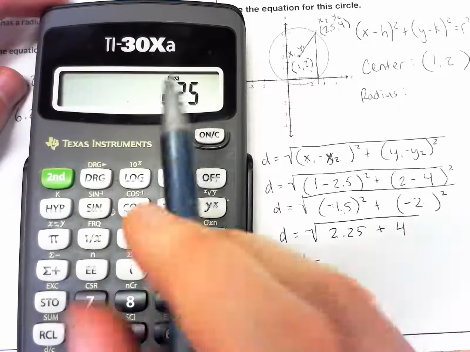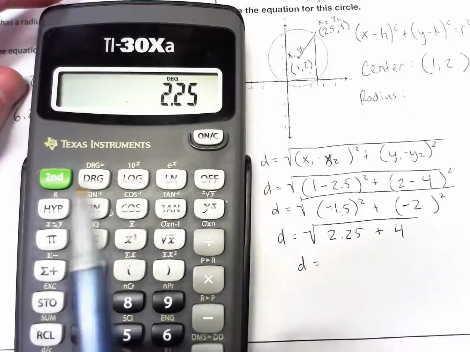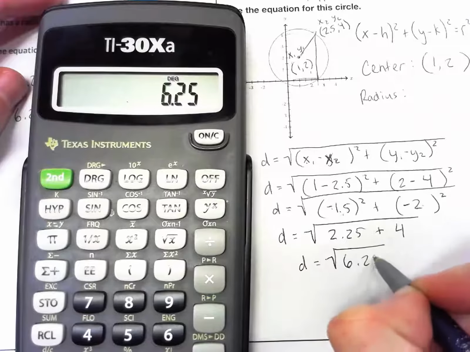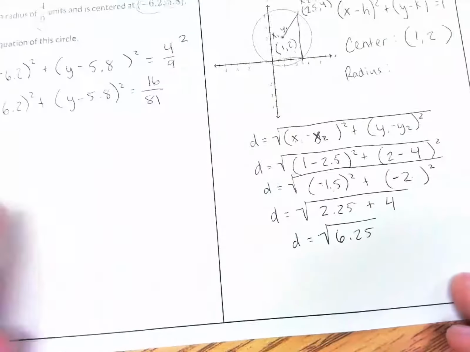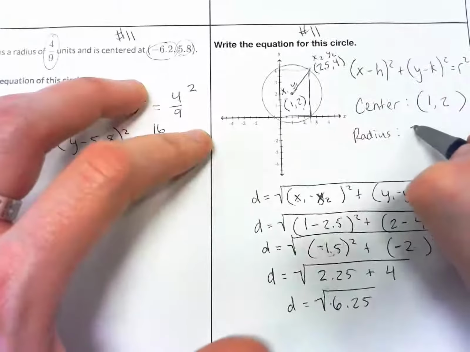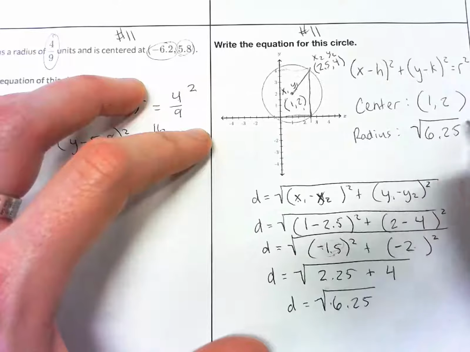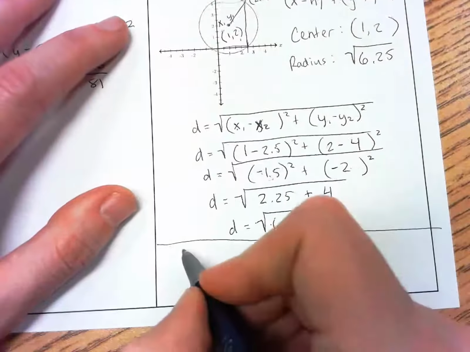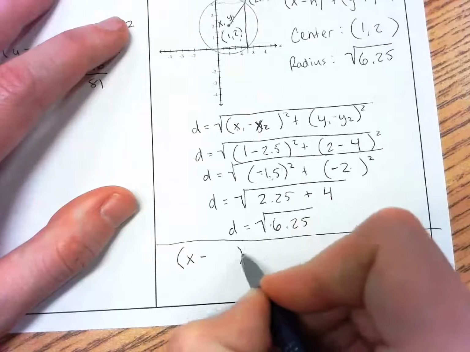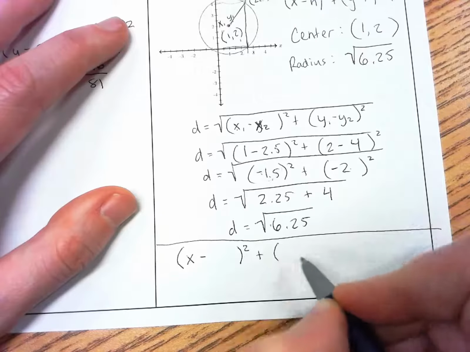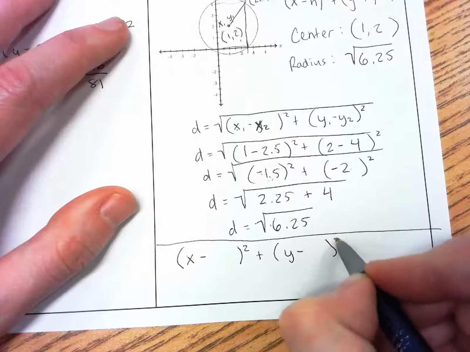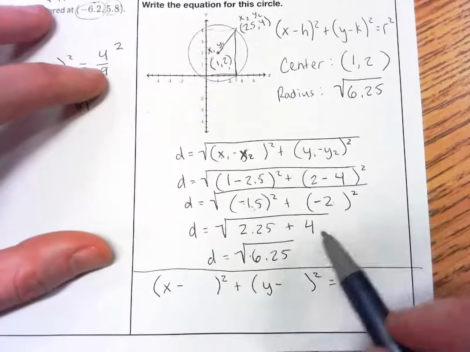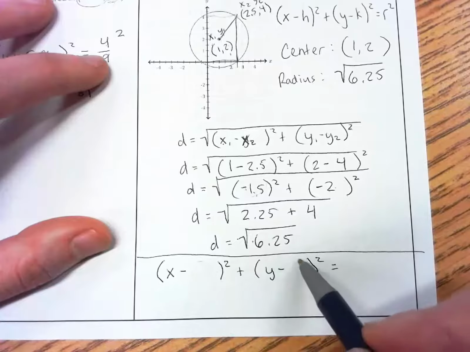So for my distance, I have that number on my calculator. I'm just going to add 4 to it, and we get the square root of 6.25. So now that we have this as the radius, the square root of 6.25, now we can write our equation for the circle. So down here, I know it's going to be (x minus something) squared plus (y minus something) squared equals something. So with that formula, our center values need to go right here.